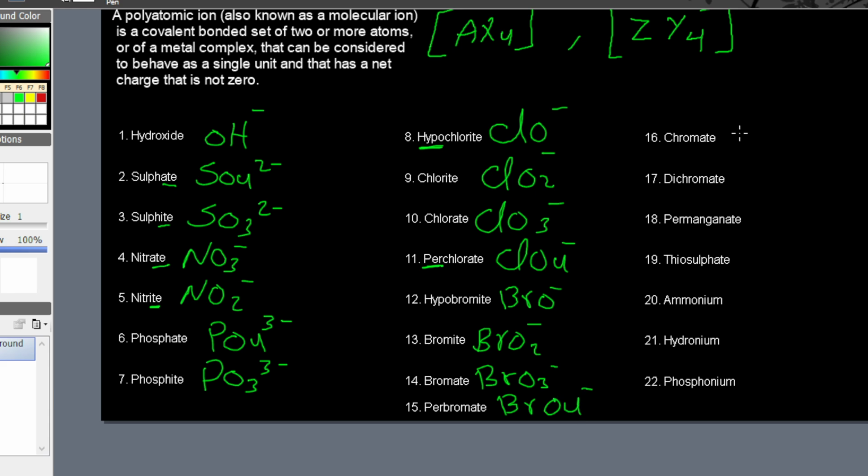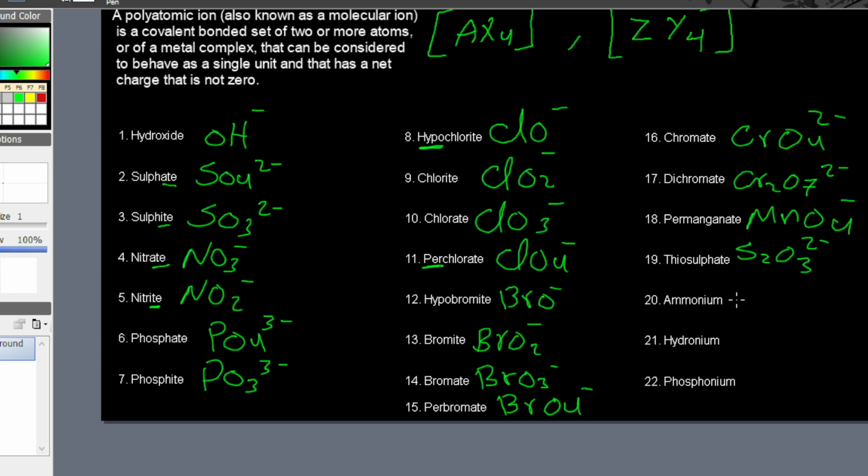How about the chromates? Chromate is CrO4, 2 negative, and the dichromate is Cr2O7, 2 negative. Then we have permanganate. Permanganate is MnO4, 1 negative. Thiosulfate is S2O3, 2 negative.